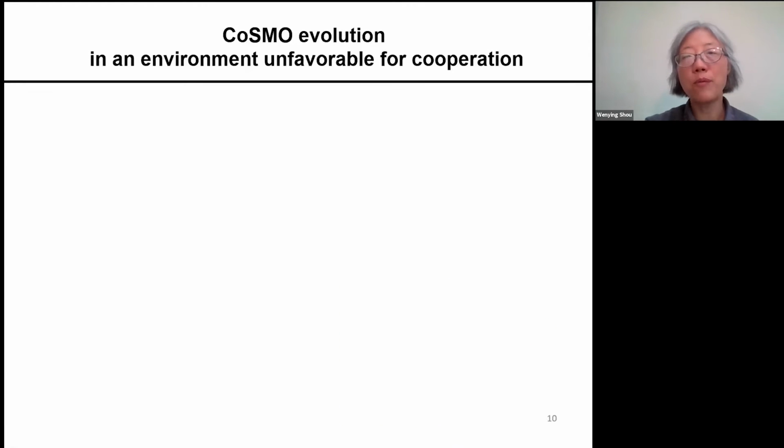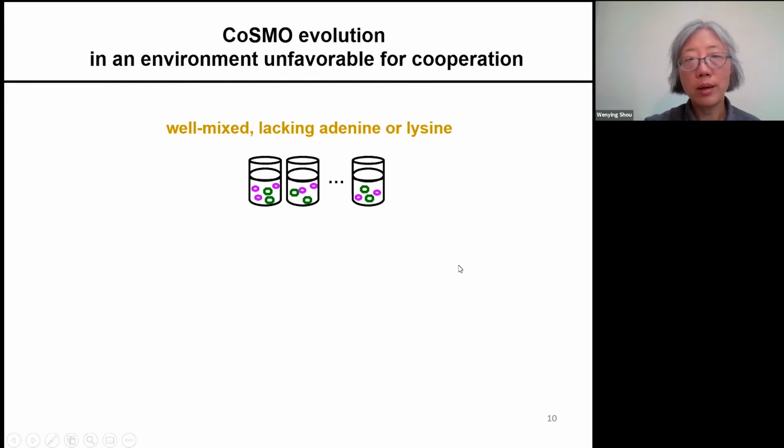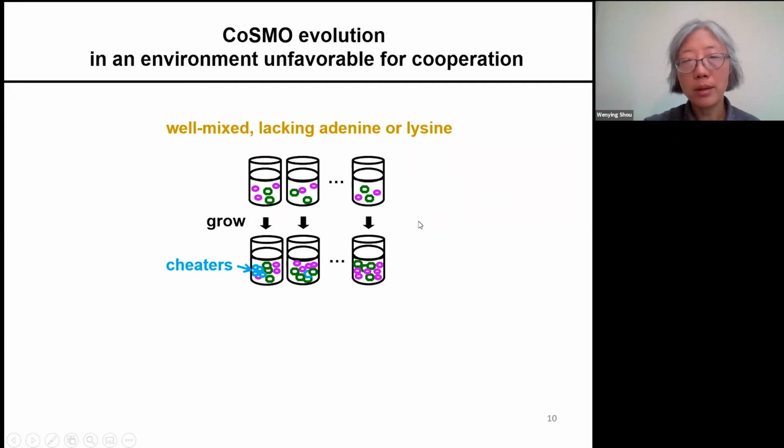So now we can ask what happens to Cosmo in an environment known to be unfavorable for cooperation. The experiment is performed in the following fashion. We are in a well-mixed environment with minimal medium lacking adenine or lysine, so that the two strains are forced to cooperate. We allow them to grow up. Presumably, cheater mutants will arise. And because I've shown you that cheaters have a fitness advantage over cooperators, you would imagine that the frequency of cheaters will rise over time, and eventually the entire community will crash. But is that what we observe?